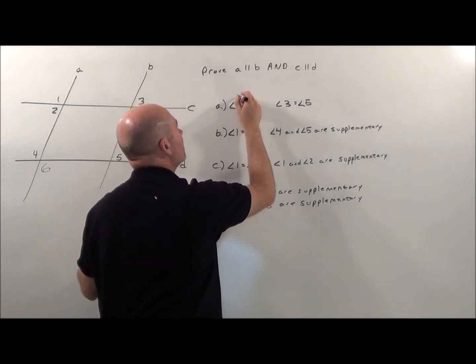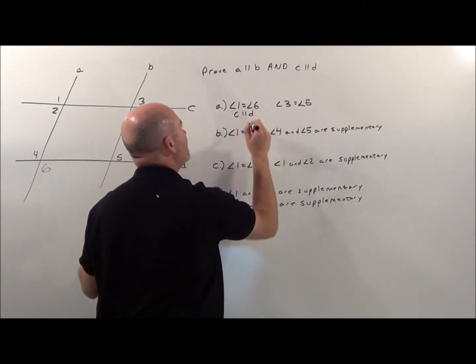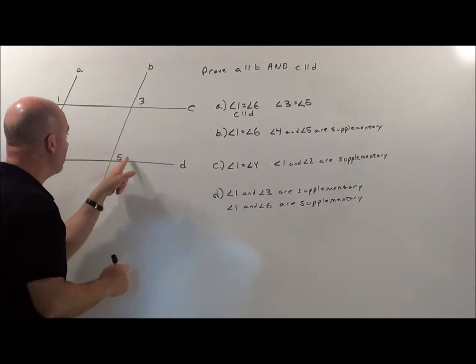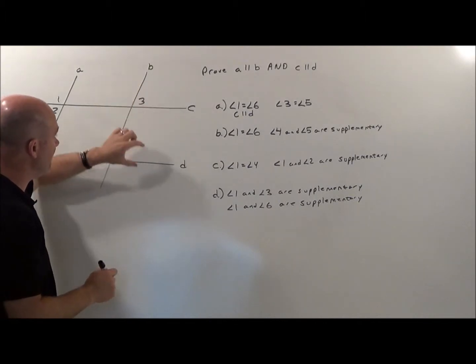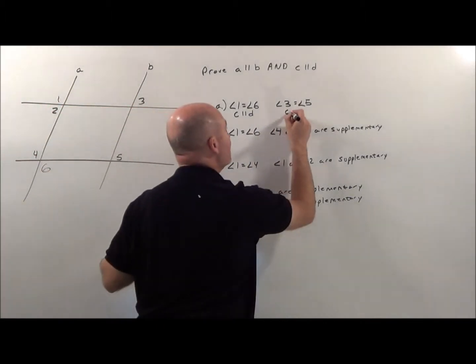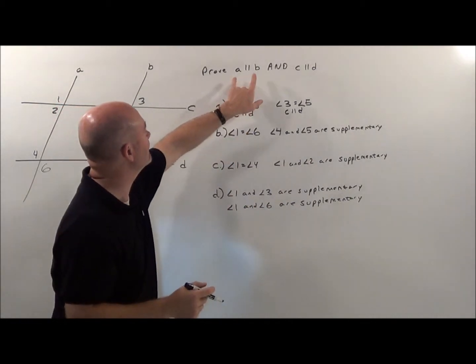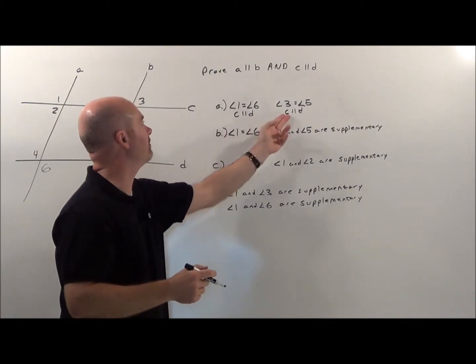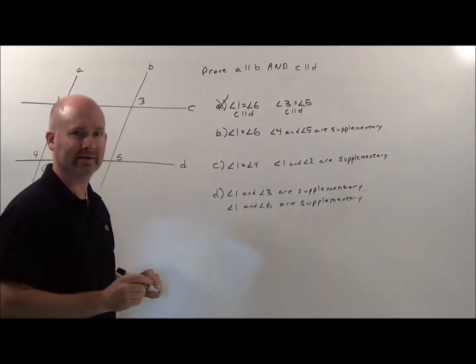I'm going to write below it, this proves C is parallel to D. Now let's see what 3 equal to 5 proves. 3 equal to 5, well those are corresponding angles. That proves this line and this line are parallel. It proves C's parallel to D. Well, we already proved that. So really it's not proving that A is parallel to B and C is parallel to D. That's just proving C is parallel to D two different times. So that is not what we want.